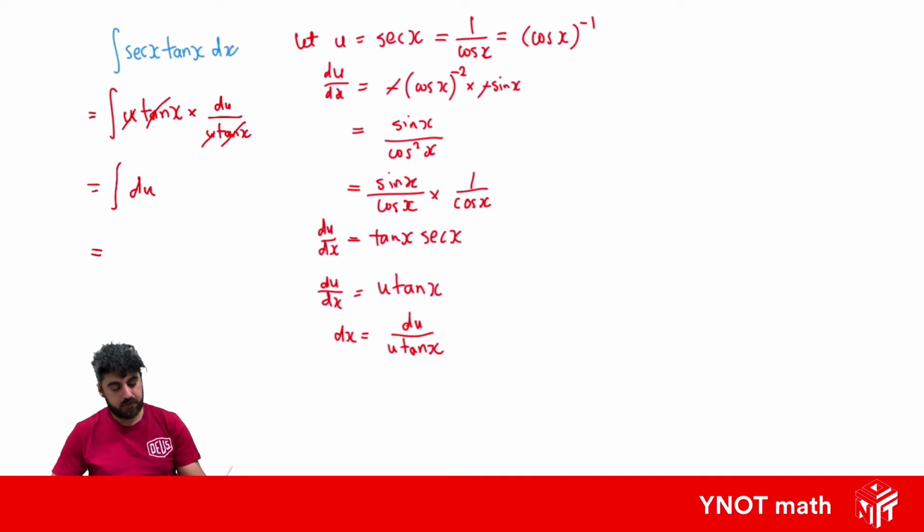The integral of du is just going to be u plus our constant. And remember, we just got to put it back in terms of x, and u equaled sec x. So we're going to get the integral of sec x tan x is going to be equal to just sec x plus a constant.